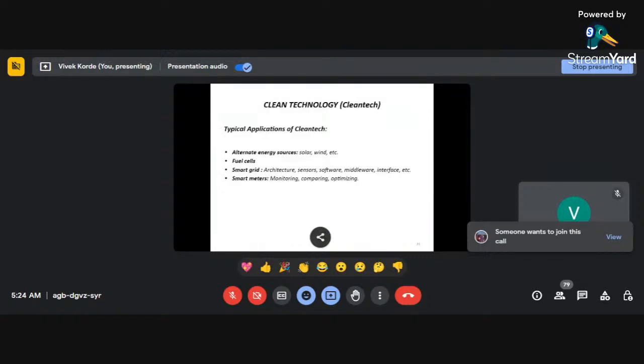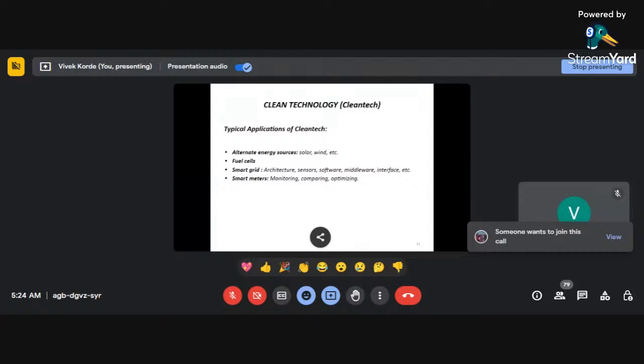Then clean technology, which is also called clean tech. Under clean technology, we can see alternate energy sources, which are solar energy and wind energy. Specifically in solar energy, we use nanotechnology to deposit materials in the form of thin film, and we make the solar cells more and more advanced. So in this way, nanotechnology helps as a clean technology.